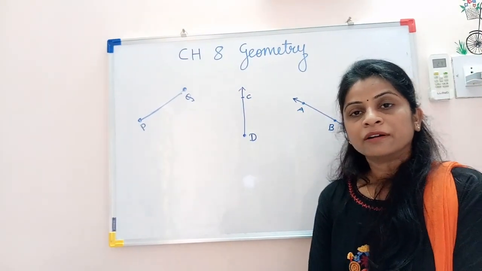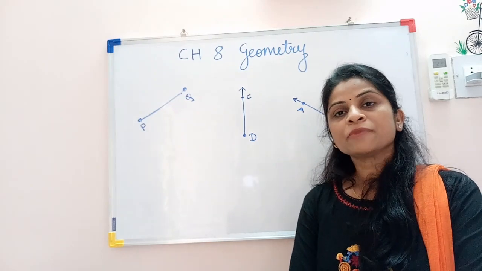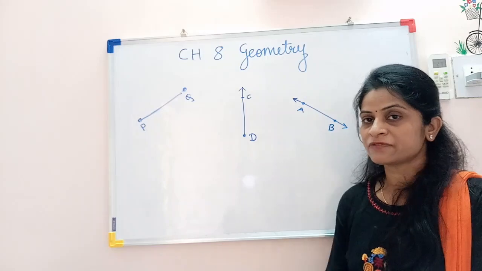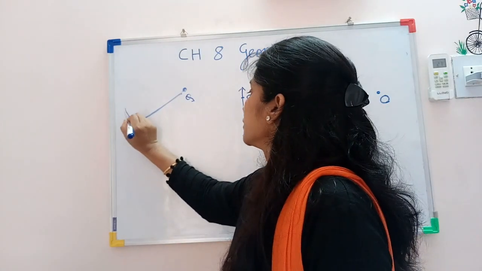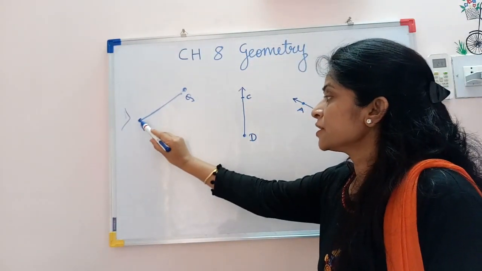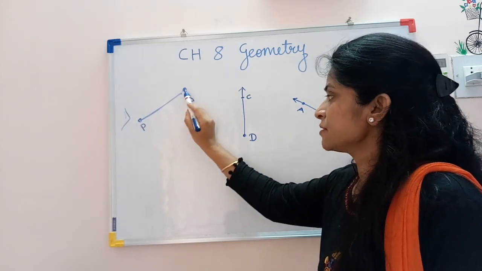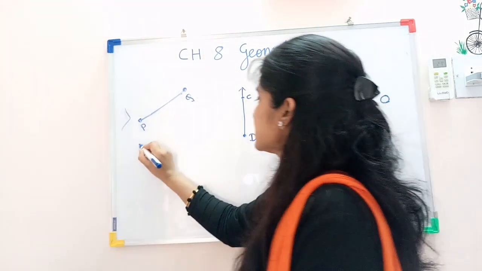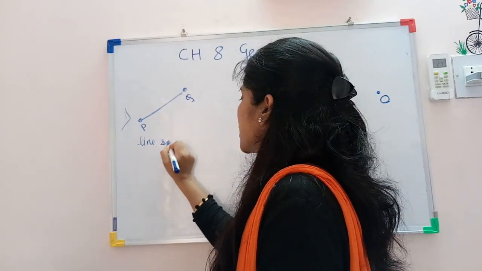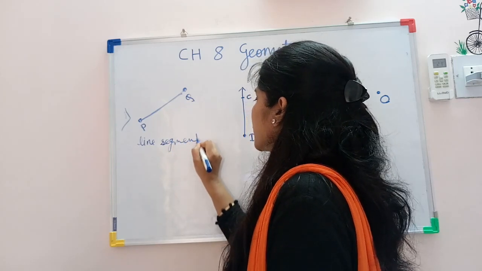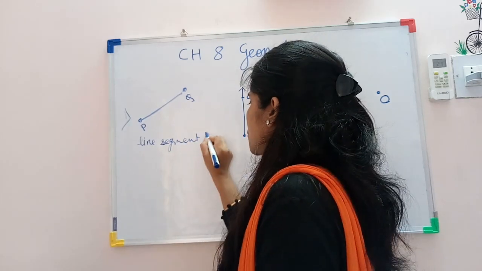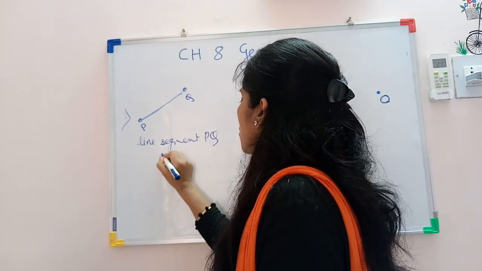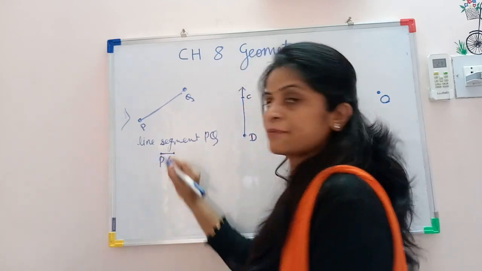Now students, we learned about the basic geometrical concepts. Now I have given here some figures. We have to identify these figures. Now the first figure, here a line has fixed points P and Q. What is this called? This is line segment. And how do we write this line segment? Line segment PQ, we can read it like this, and we write PQ with the symbol of line segment on it.